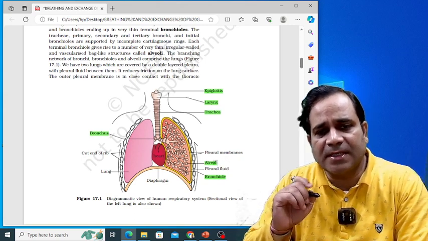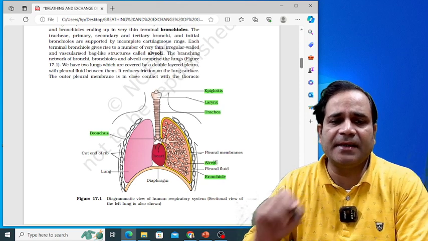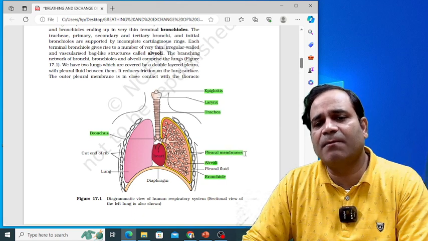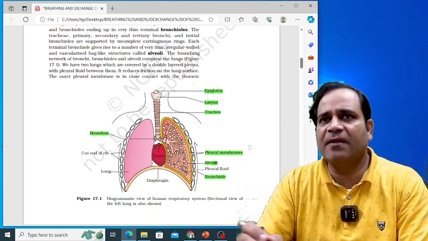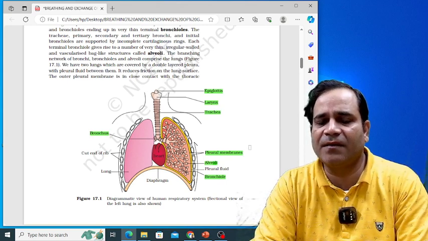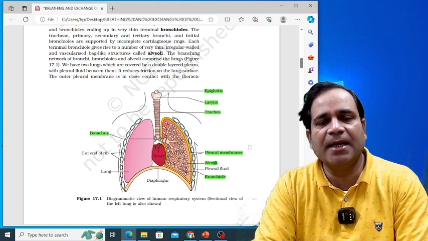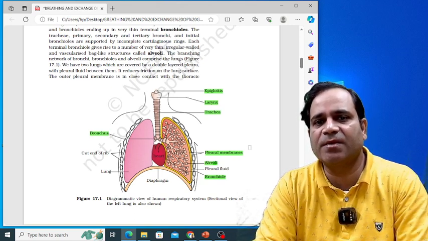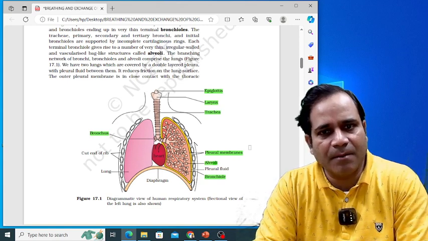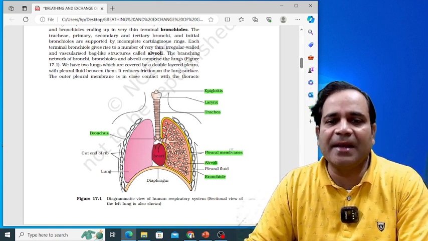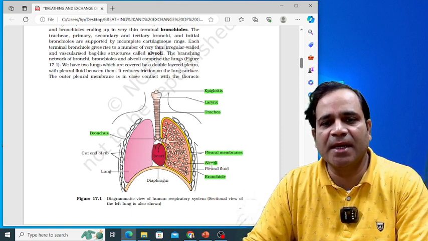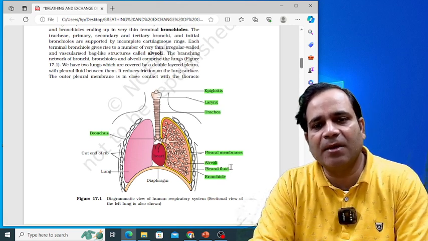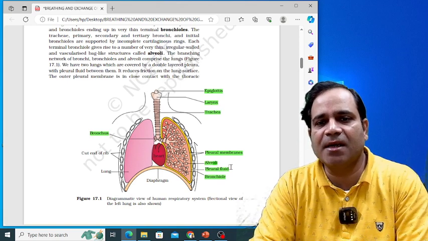Now one thing is also very important to understand here: this lung is covered by a double layered membrane, and this double layered membrane is known as the pleural membrane. Again I am repeating, if anybody asks you how many layers the membrane of the lungs has in humans, you say it is a double layered membrane, known as the pleural membrane. Inside this pleural membrane there is a fluid, called pleural fluid. Getting my point? Pleural fluid, which is present between the pleural membranes.